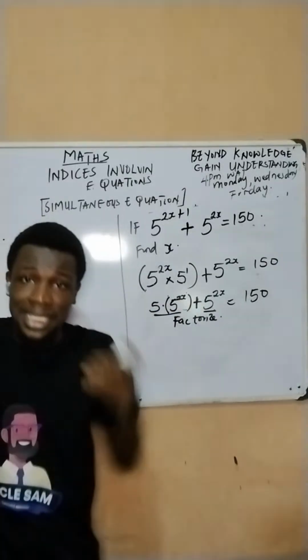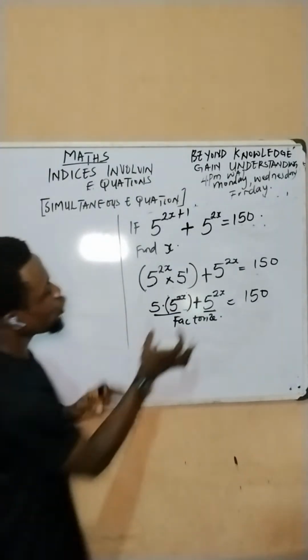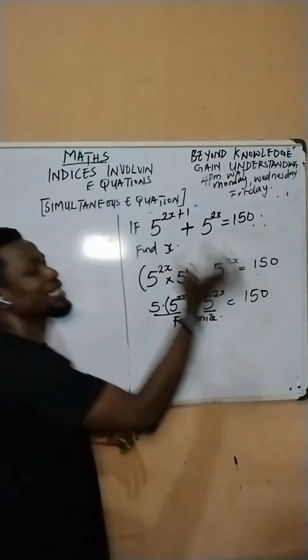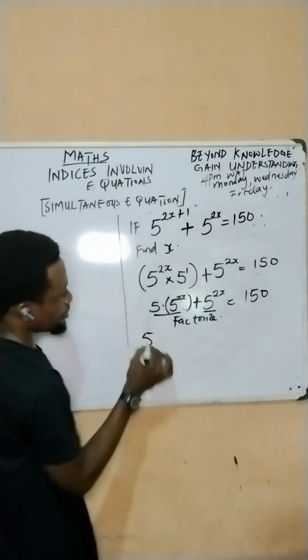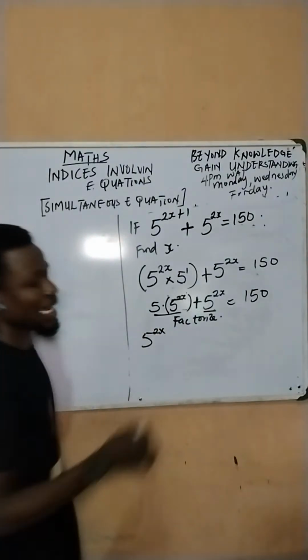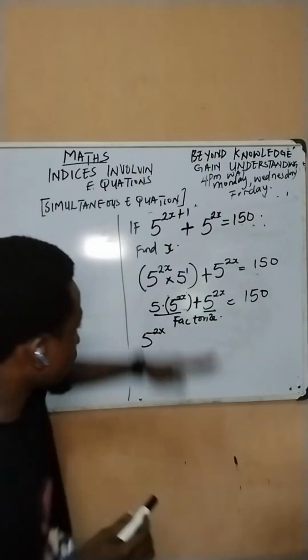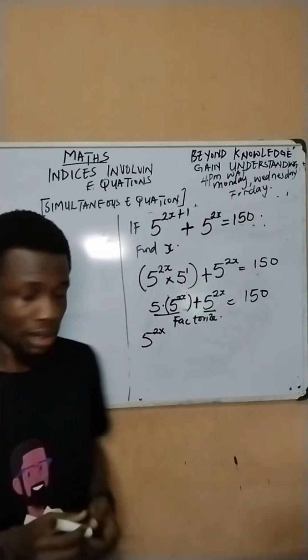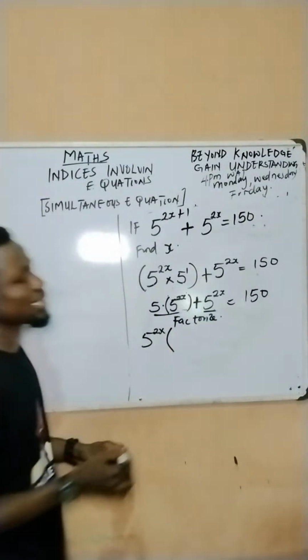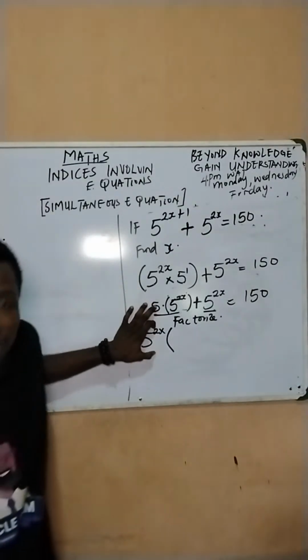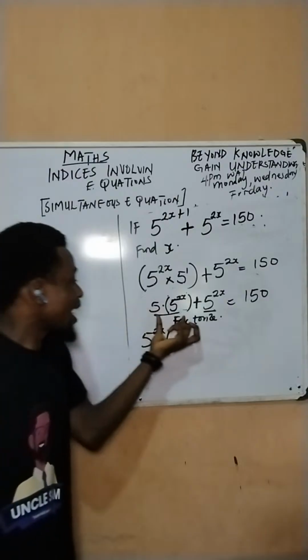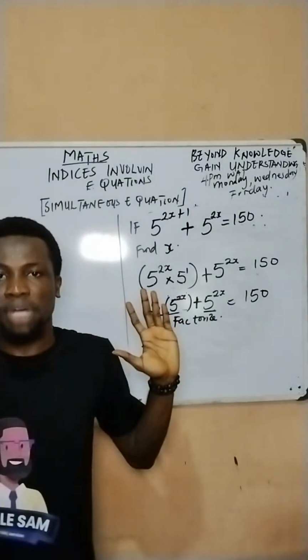So if that is the case, what I'm going to do is bring 5 raised to the power of 2x outside. So this becomes 5 raised to the power of 2x, something that I factored because it's what is common between this side and this side. I'll now put a bracket inside. Then I'll use this common part to divide each of the expressions. That is a simple way of factorization.